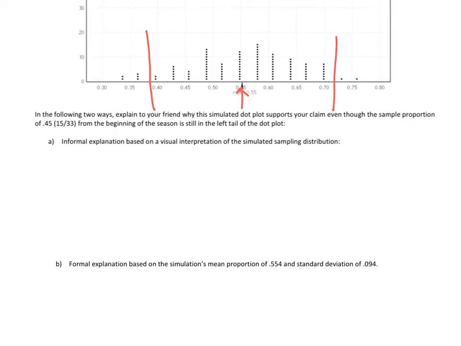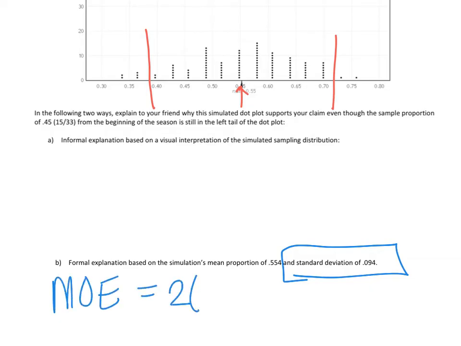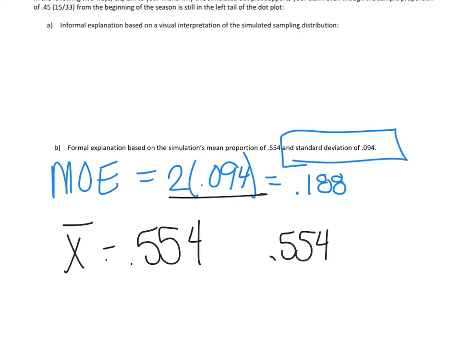Now, formally, let's go ahead and actually find the margin of error in our confidence interval. So if the standard deviation is 0.094, my margin of error is 2 times that standard deviation. So I've got a margin of error of 0.188. Okay? So that means I can go 0.188 in either direction from my mean. And my actual mean is 0.554. So I'm going to go 0.554 plus my 2 standard deviations, which really is my margin of error, and 0.554 minus my 2 standard deviations, which again is that margin of error.